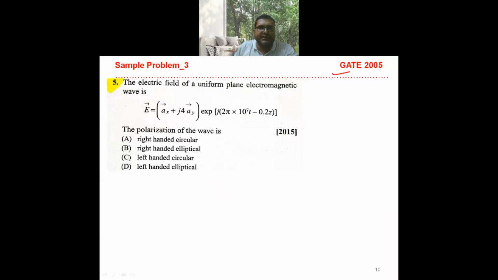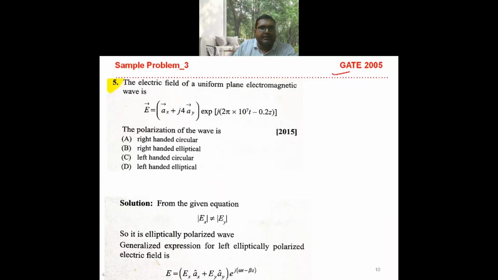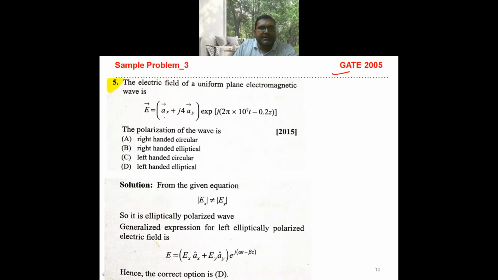Refer to one more problem asked in GATE 2005. The magnitudes are not equal, with AX plus j4 AY. The magnitudes are not equal with 90 degrees phase. Not equal, 90 degrees phase means it is elliptical polarization, left-handed elliptical polarization.